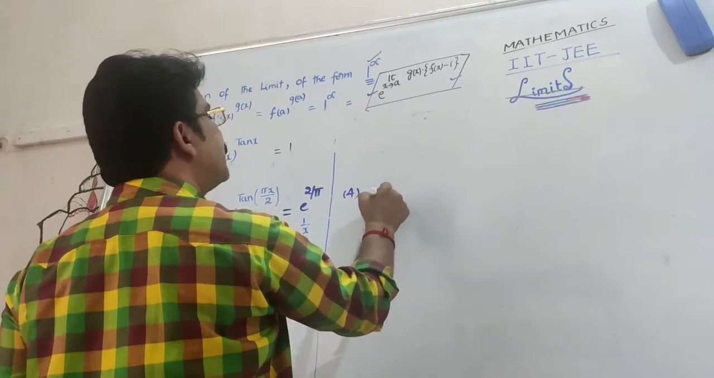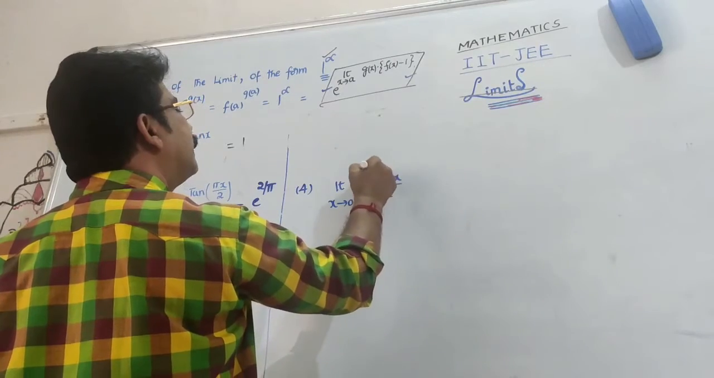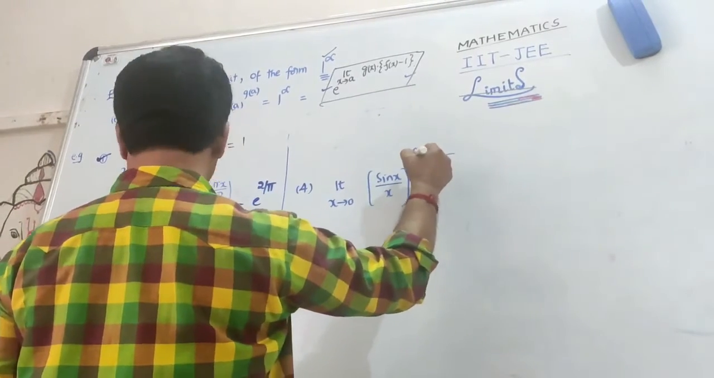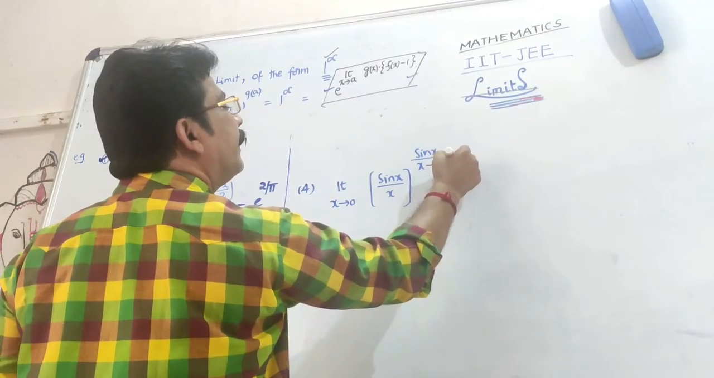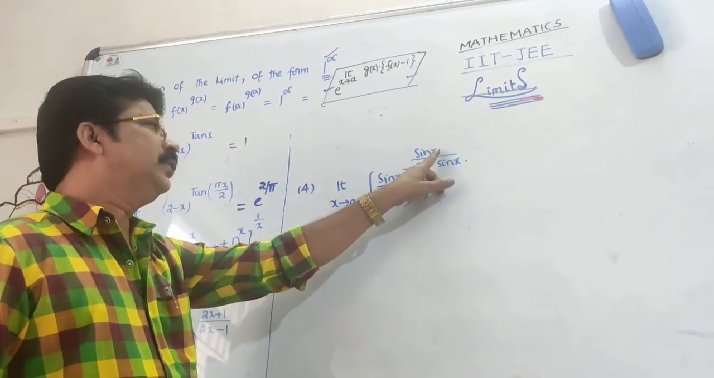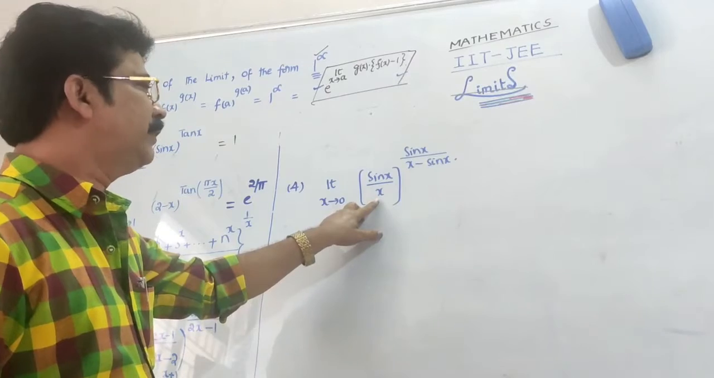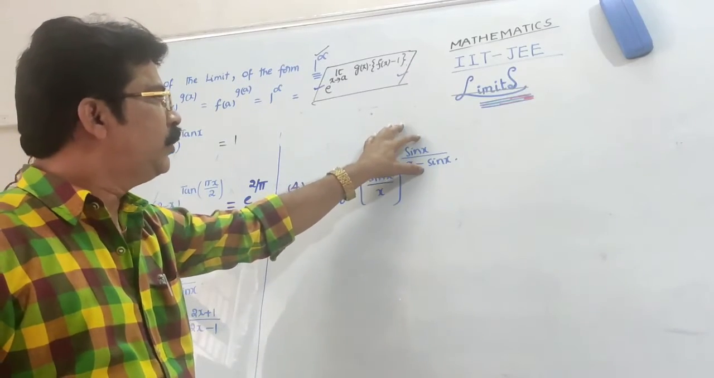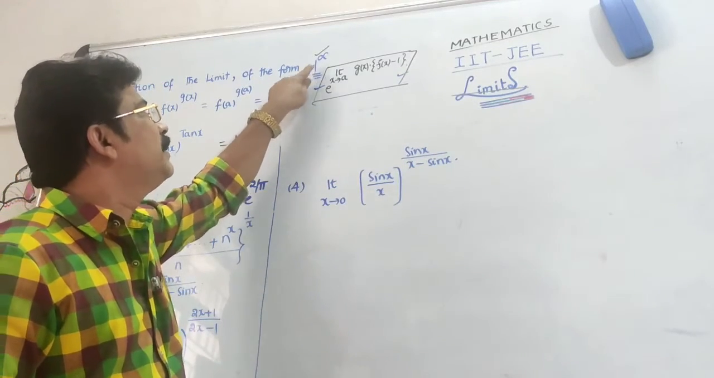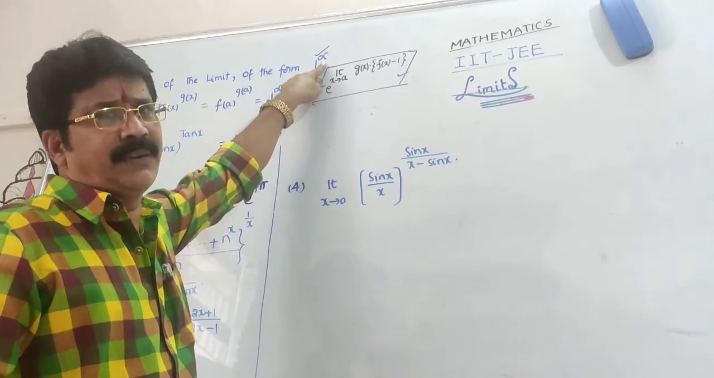Limit x tends to 0, (sin x divided by x) whole to the power of sin x divided by (x minus sin x). Actually, put x equal to 0: sin x divided by x is 1, so it is 1 to the power of 0 by 0, which means indeterminate form. 0 by 0 is not defined, indeterminate form, right?